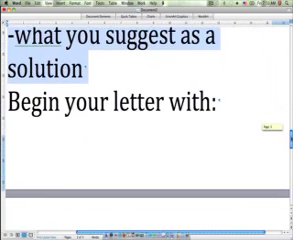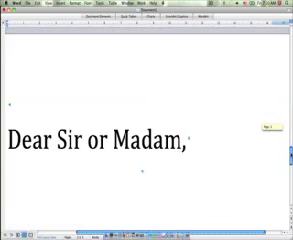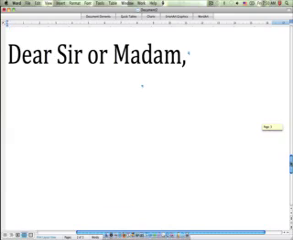Okay, the letter, we're given the instructions that say, begin your letter with Dear Sir or Madam. Okay, so now let's get to it. Now the first paragraph, we are stating the purpose of our letter.